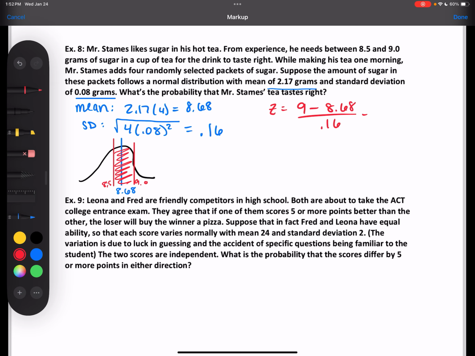Wait, so what's the formula for z-scores again? It's x minus mu over standard deviation.